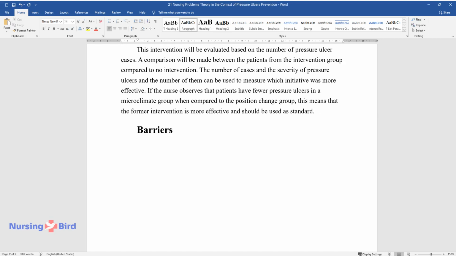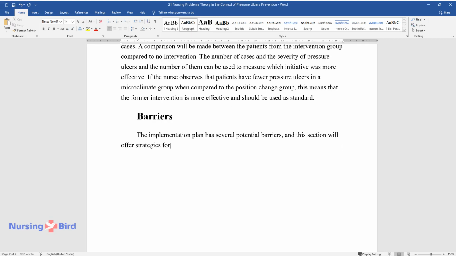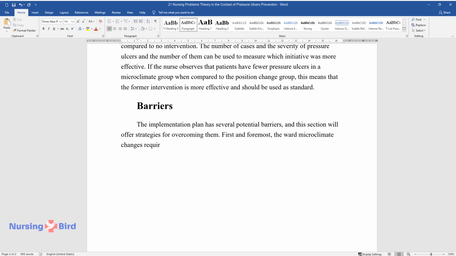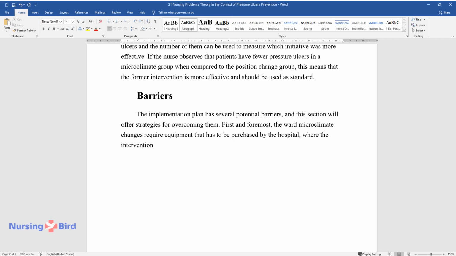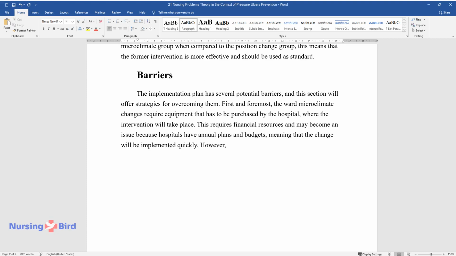Barriers. The implementation plan has several potential barriers, and this section will offer strategies for overcoming them. First and foremost, the ward microclimate changes require equipment that has to be purchased by the hospital, where the intervention will take place. This requires financial resources and may become an issue because hospitals have annual plans and budgets, meaning that the change will not be implemented quickly.